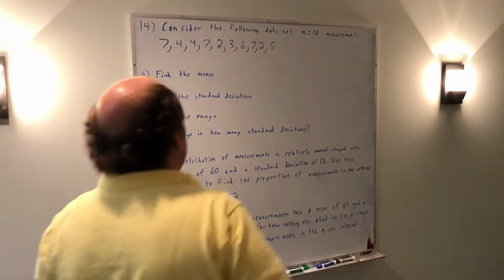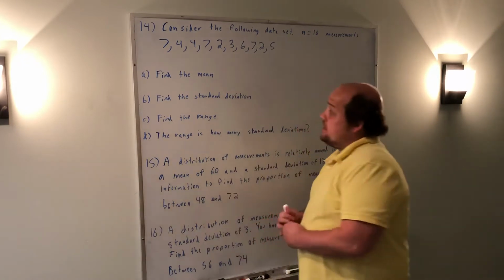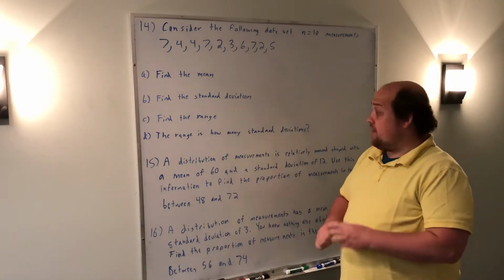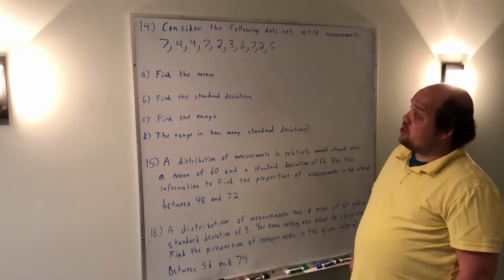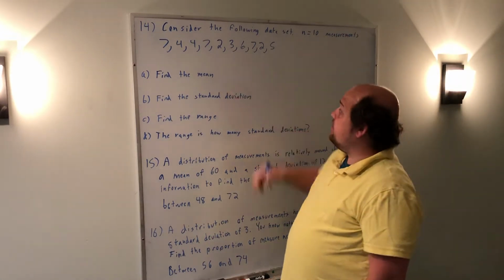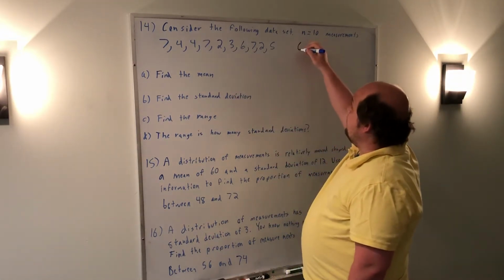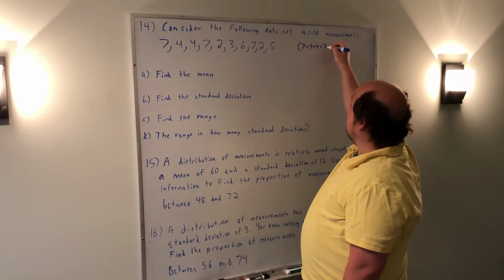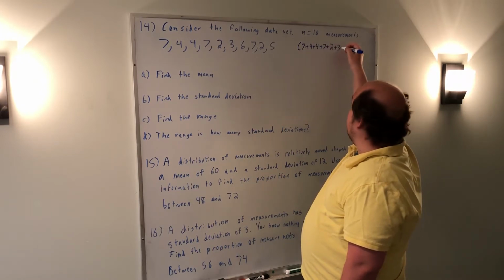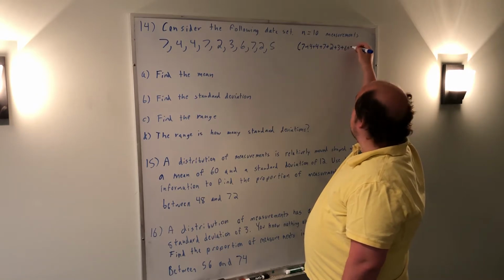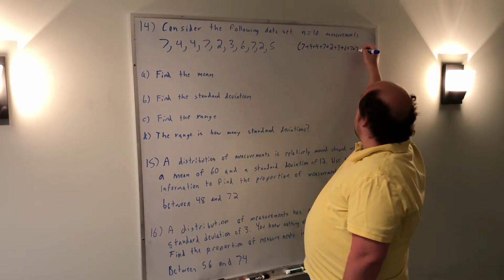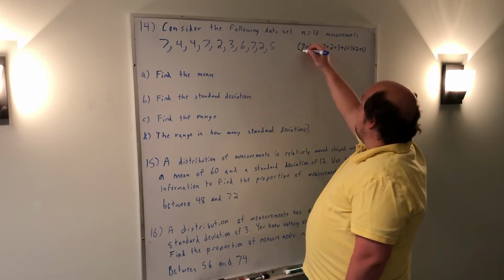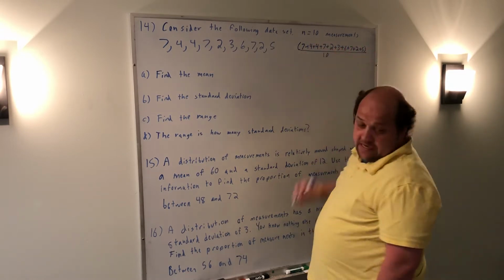In problem 14, we're given 10 measurements. We're asked eventually to find the standard deviation compared to the range, but where they begin is asking us to find the mean. So we need to add everything together: 7 plus 4 plus 4 plus 7 plus 2 plus 3 plus 6 plus 7 plus 2 plus 5. And we need to take it all and divide it by 10.